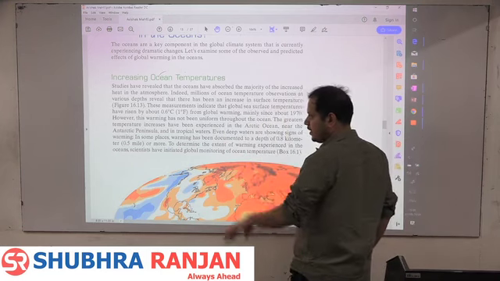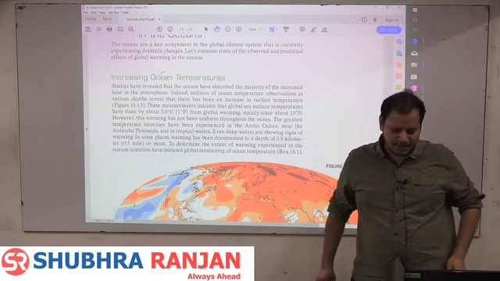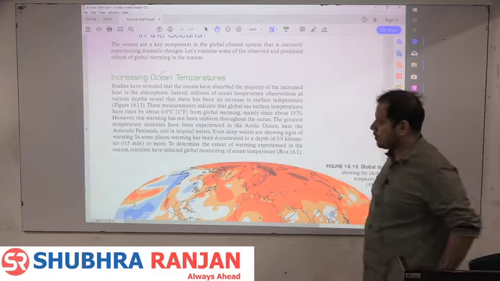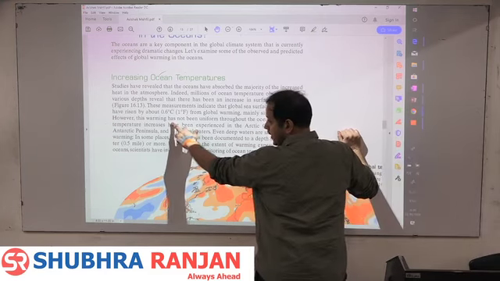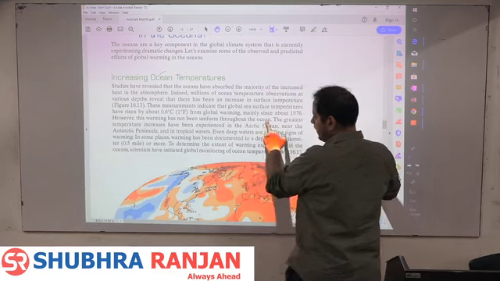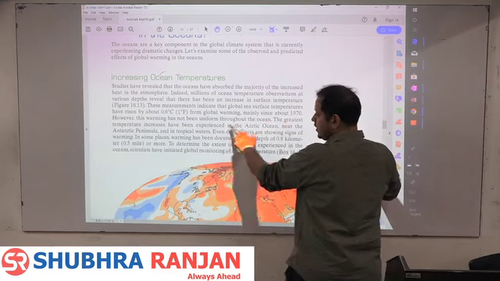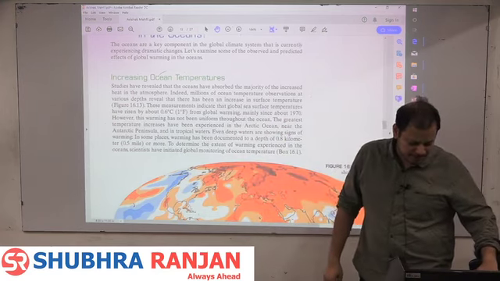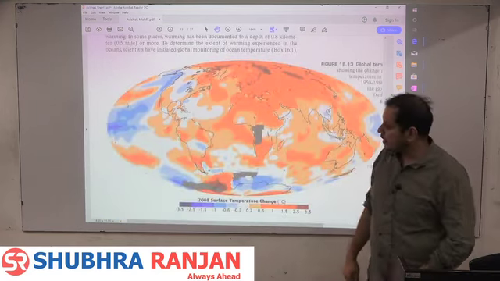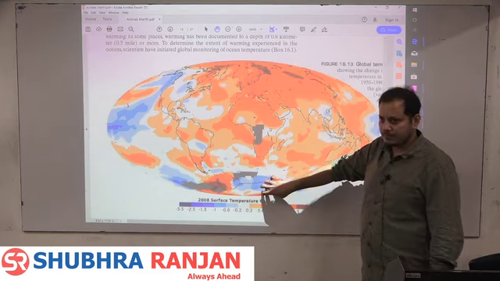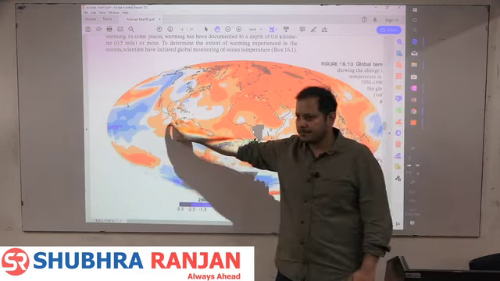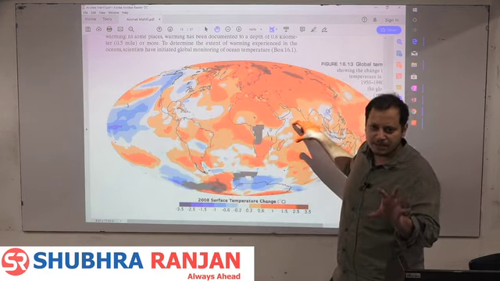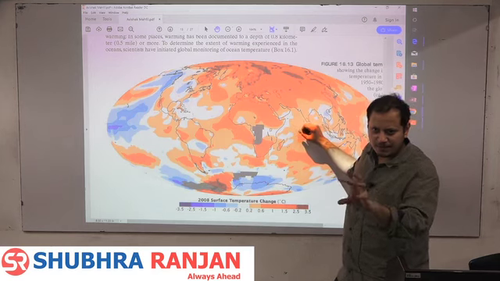This is right, 0.6 degree Celsius, mainly from 1970. However, the warming has not been uniform throughout the ocean. The greatest temperature increase have been experienced in the Arctic, Antarctic and tropical waters. कहाँ पे है greatest temperature increase? जहाँ जहाँ red color है, Arctic, Antarctic and tropics. Understanding? This is what is the research based writing. ऐसा आंसर होना चाहिए optional का कि what is the variation.